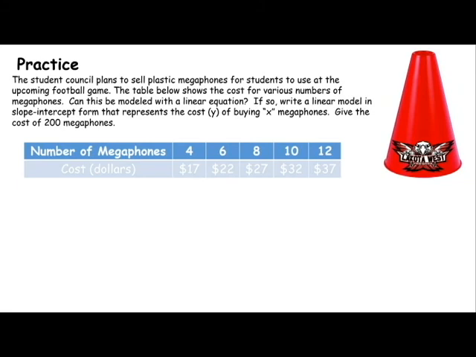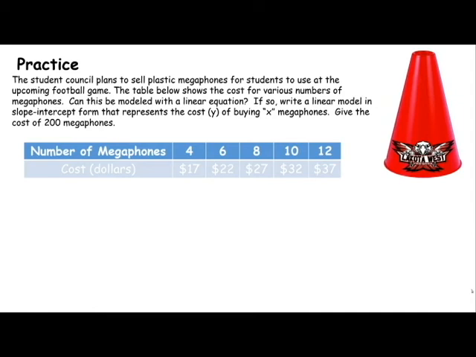Here's one last example. The student council plans to sell plastic megaphones for students to use at the upcoming football game. The table shows the cost for various numbers of megaphones. Can this be modeled with a linear equation? If so, write a linear model in slope-intercept form that represents the cost y of buying x megaphones. Give the cost of 200 megaphones.